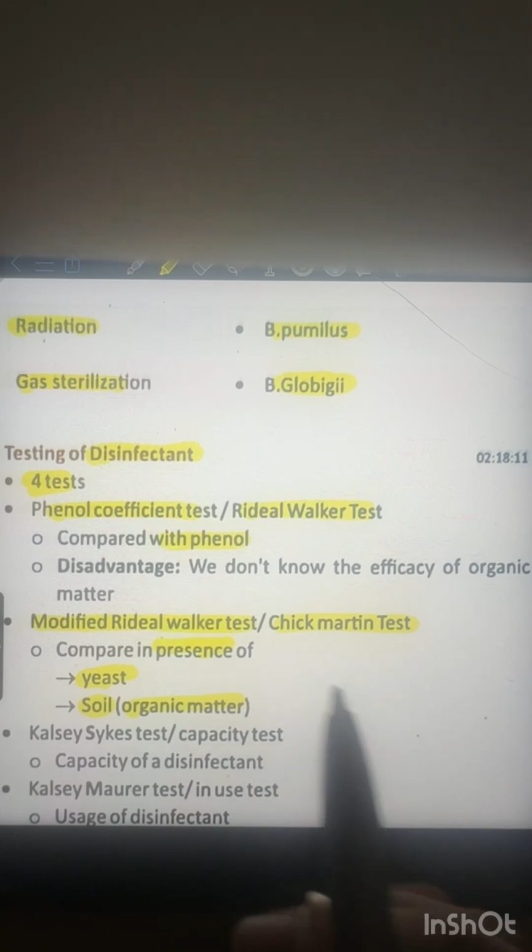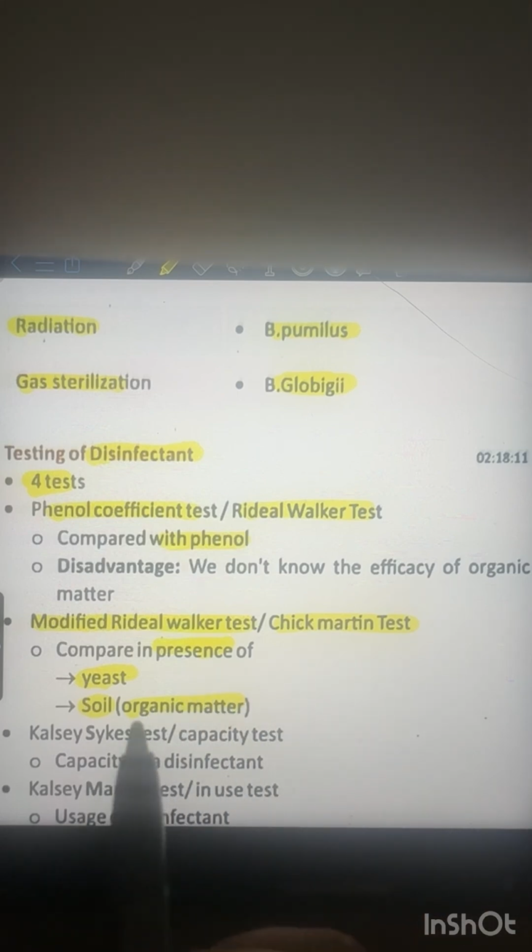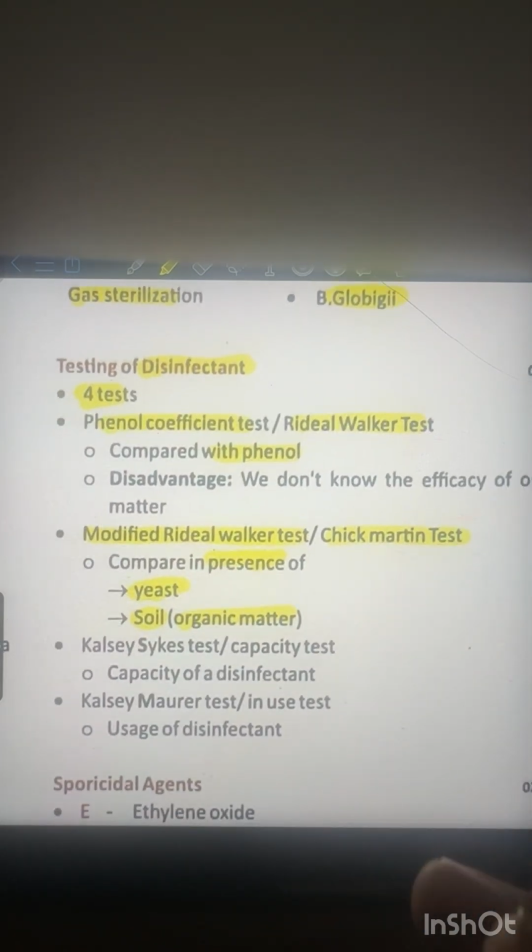If your disinfectant can work in that situation, it is a good disinfectant. So remember, there's something called the Riedel-Walker test, where you're just comparing disinfectant X with phenol, but that's not the best thing to do. The best thing to do is a modified Riedel-Walker test, where you're comparing it in real ground reality.